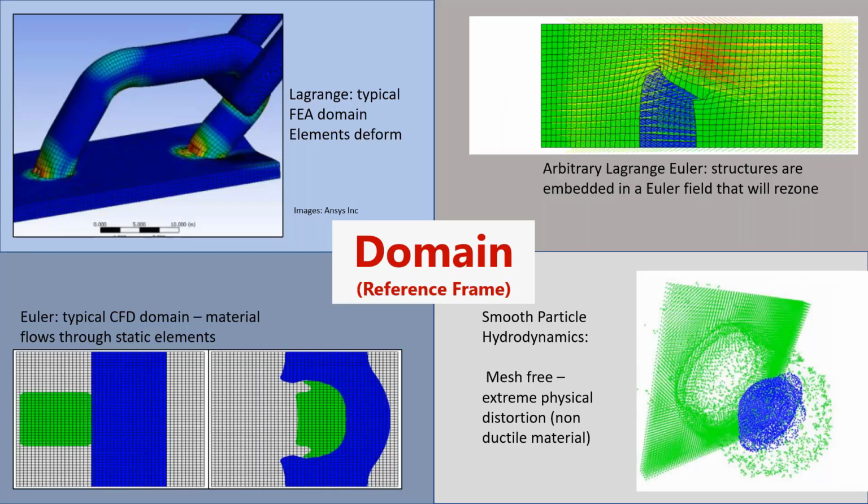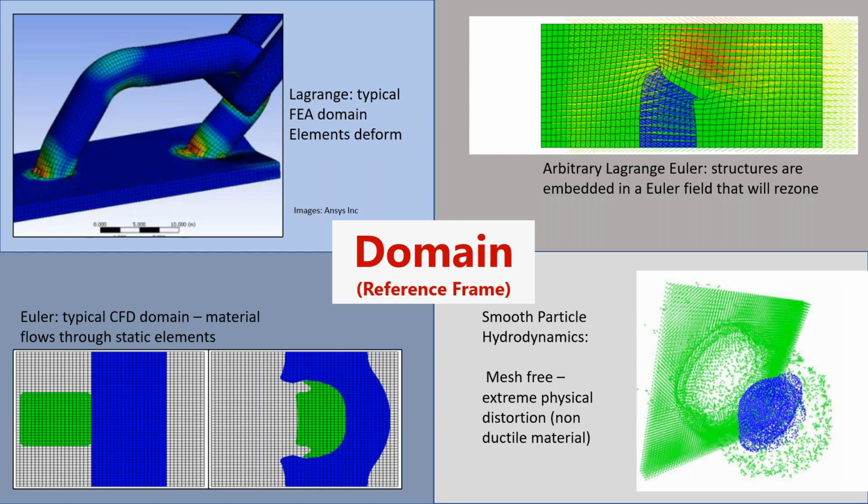In addition to those new equations of state, you're also going to have access to a few more types of domain. The typical FEA domain, as we all know it, is going to be the Lagrange domain. That's where the elements themselves deform. But there's also the Euler domain, which is a little bit more typical of CFD analysis, where material flows through the elements. The elements themselves don't change shape.